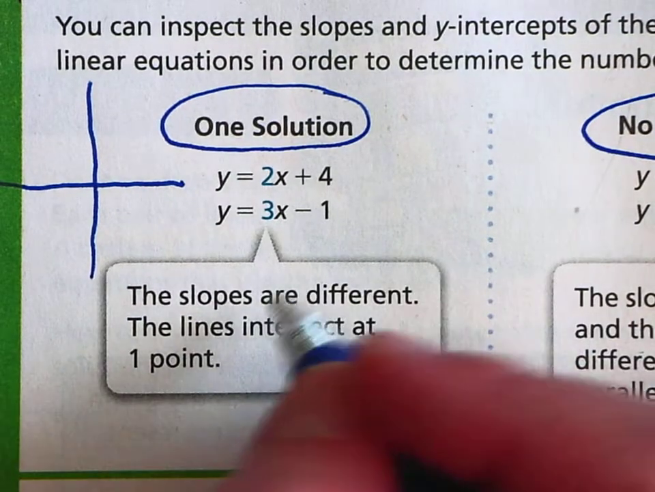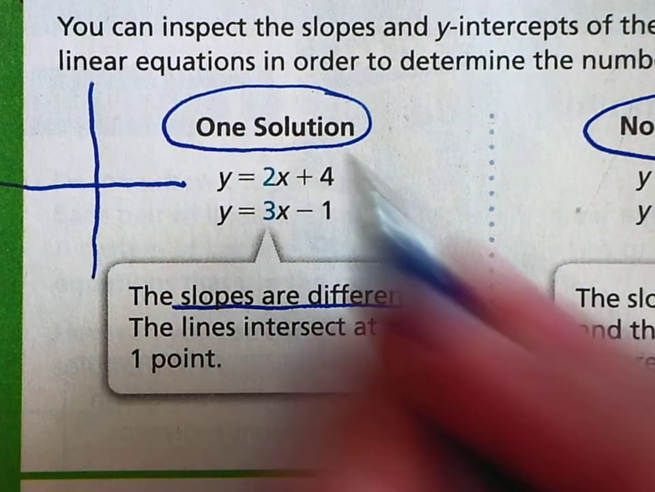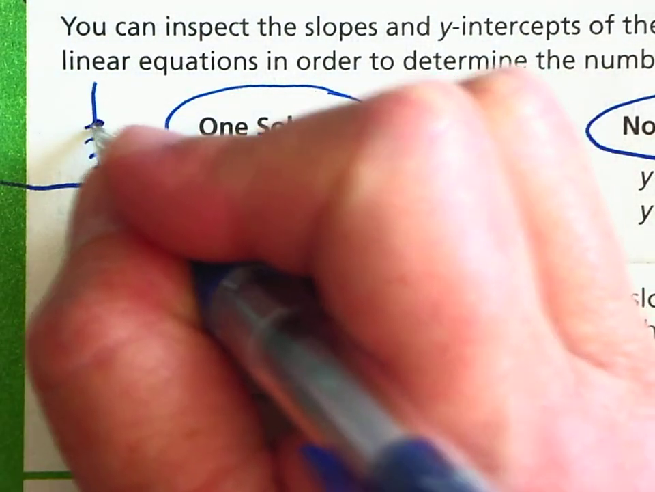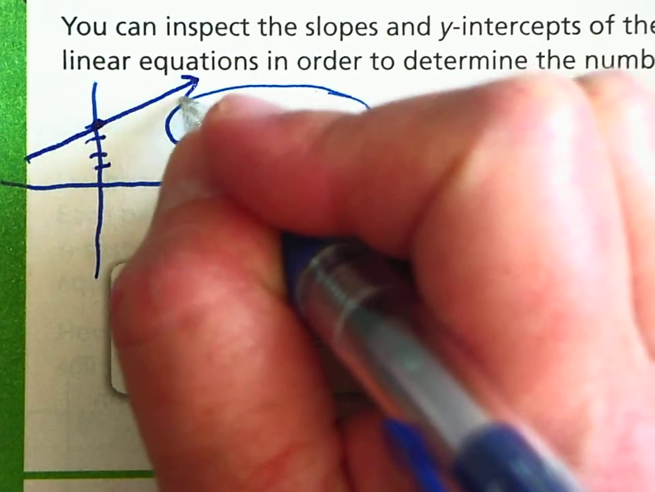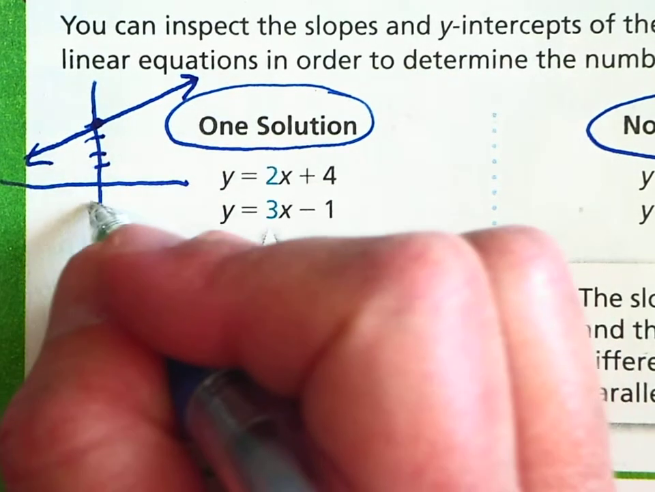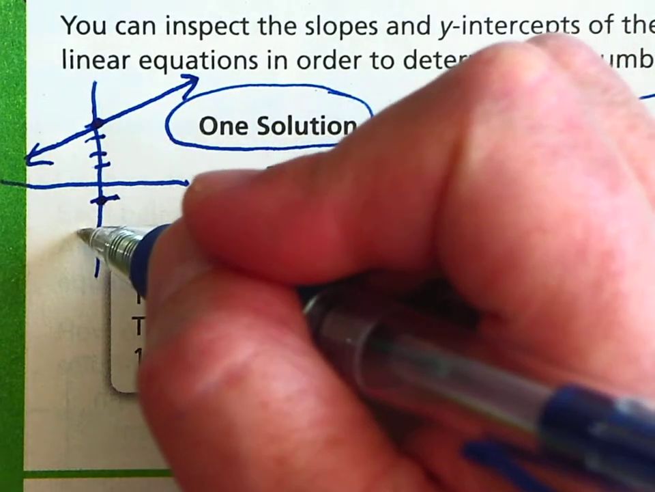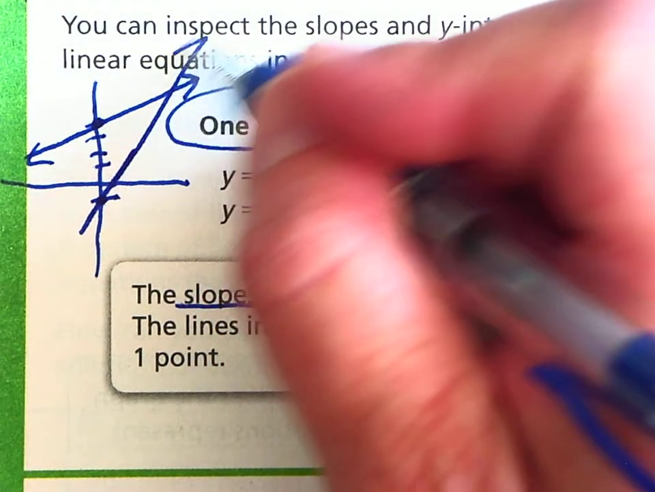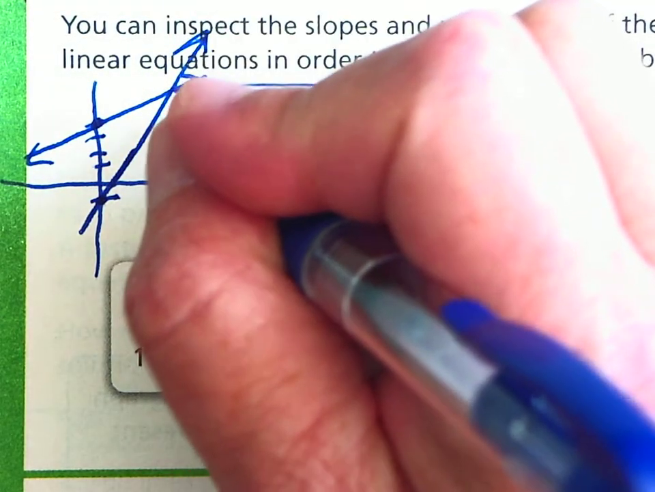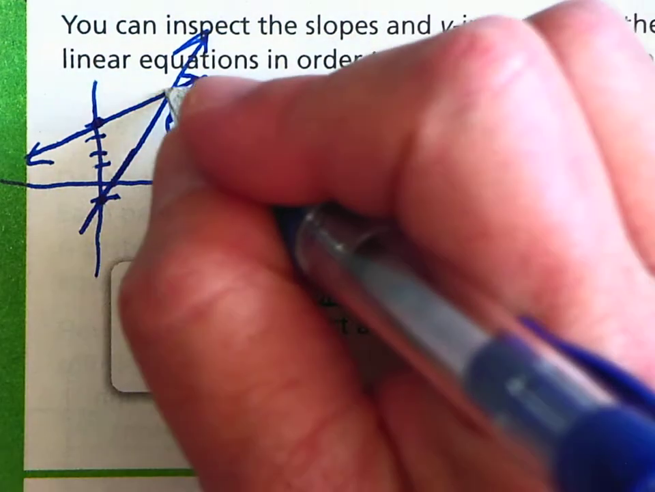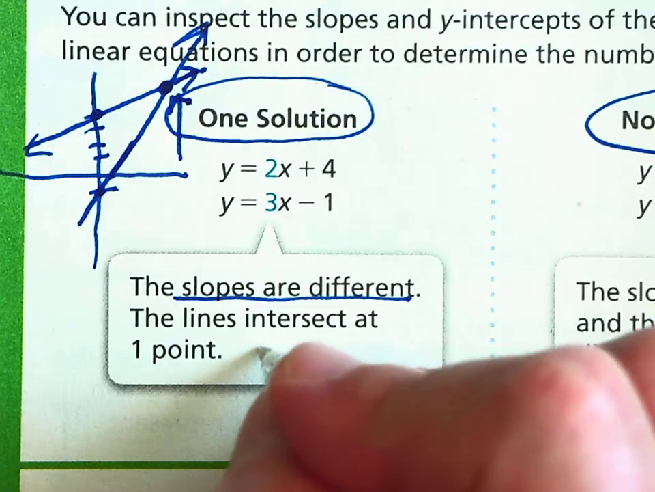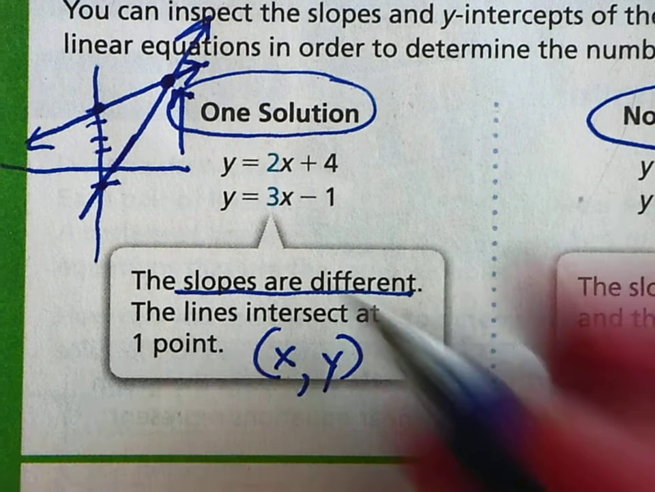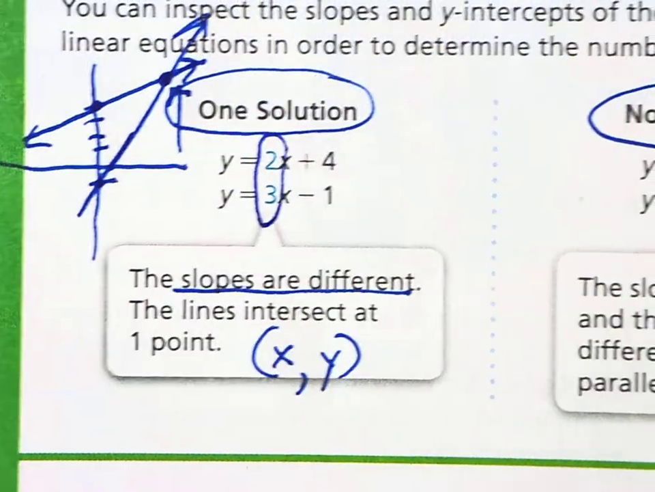Okay, so if the slopes are different, they're going to have one solution. The lines are going to intersect. So this one would be up here going through 4 on the y, and it would rise 2 and run 1. This one would be going through -1 on the y, and we would rise 3 and run 1. And eventually, because they have different slopes, they're running in different directions, these two will intersect. They will intersect at 1 and 1 point only. So this point right there, that ordered pair, is the solution. So the point where they intersect is one solution. So as long as they have different slopes, they will intersect.